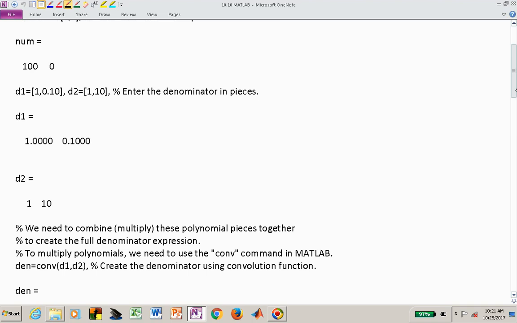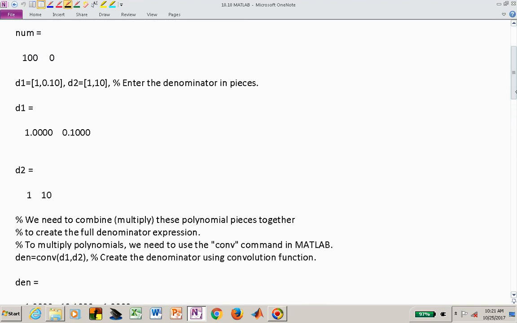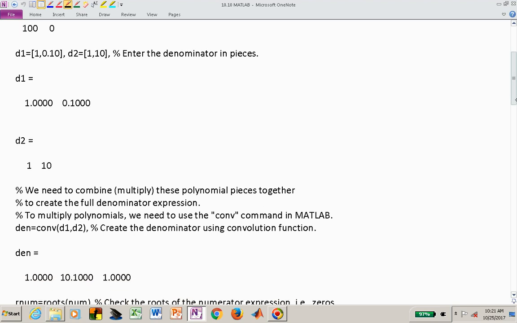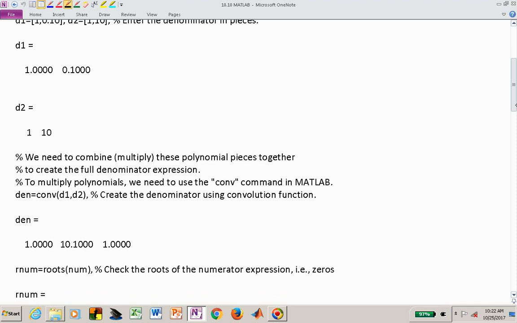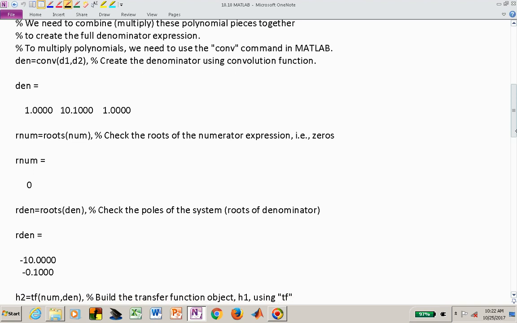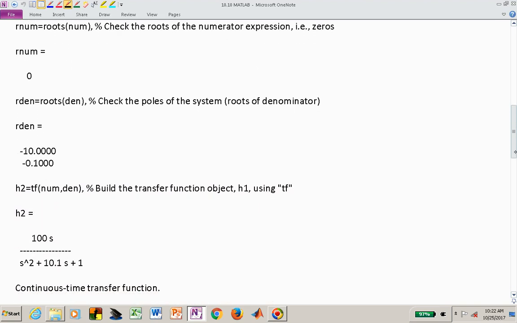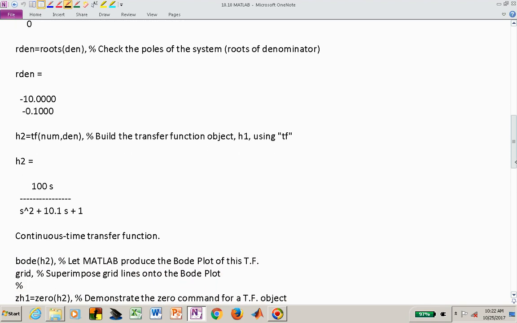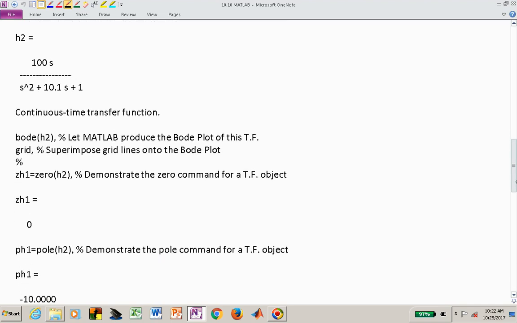We enter in the numerator and the denominator. I actually illustrate how you can multiply two polynomials together. In MATLAB, that involves the convolution operation. So we convolve one factor in the denominator with the second factor, and that now gives us the denominator. We can check the roots. We had a 0 at the origin. We had poles at minus 0.1 and minus 10. We can build up the transfer function object using the TF function and simply now issue the Bode command.